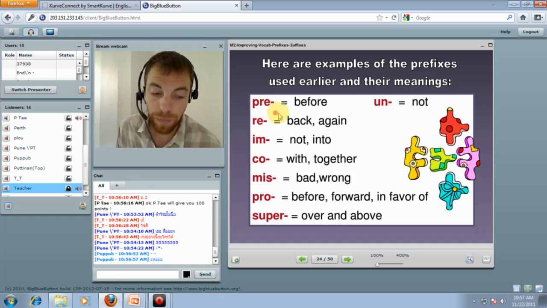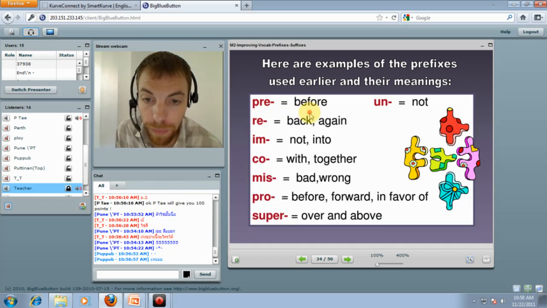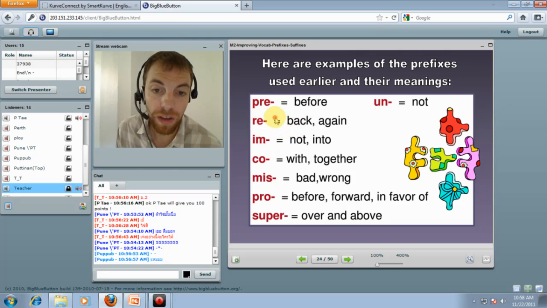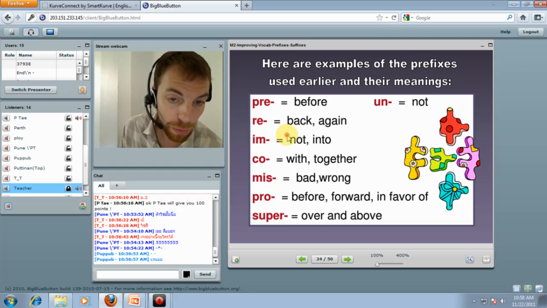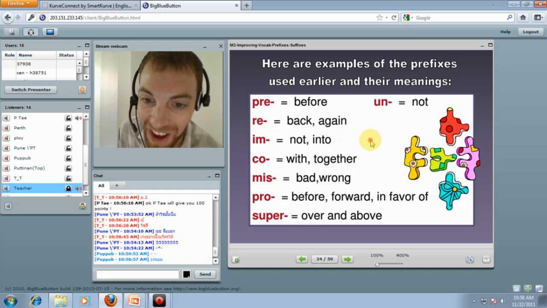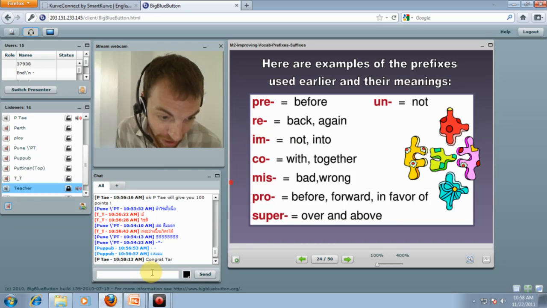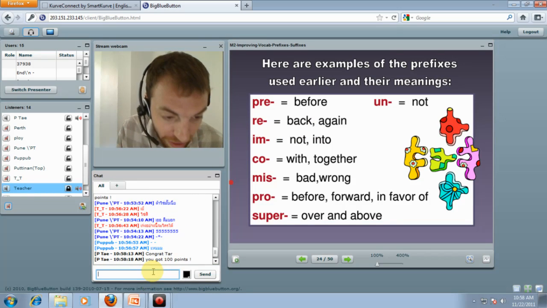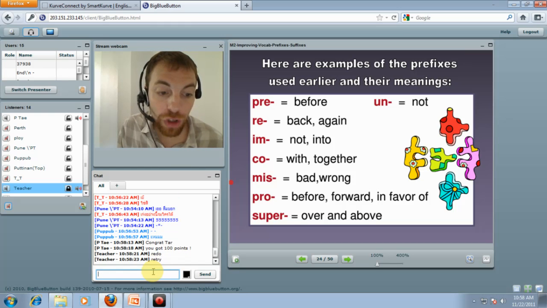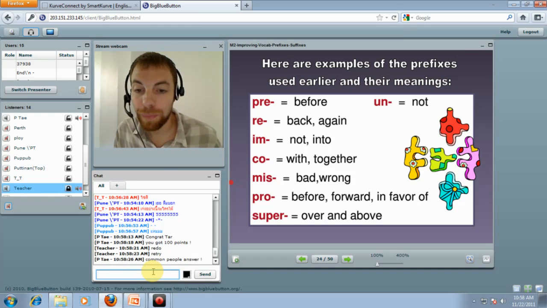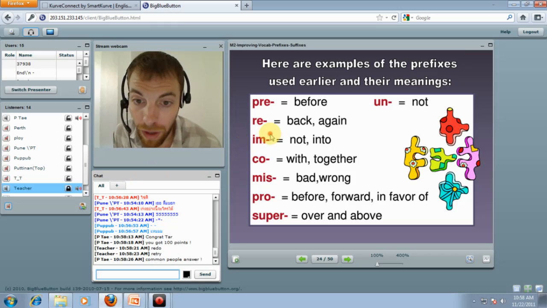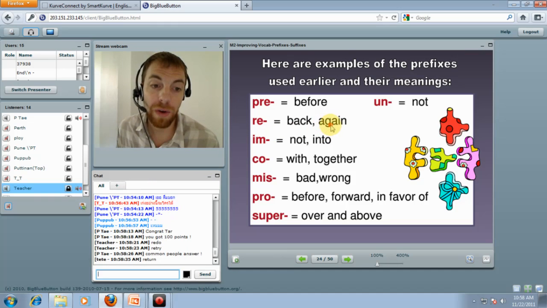First, pre. We talked about this. It's before: preview, prevent, many words with pre. Anyone else know any other words with pre? Okay. Alright, re. Re is again. This you will see many times. Sometimes you will see people say things like redo or retry or revert or retreat. All of it means go back and do it again. One more time.